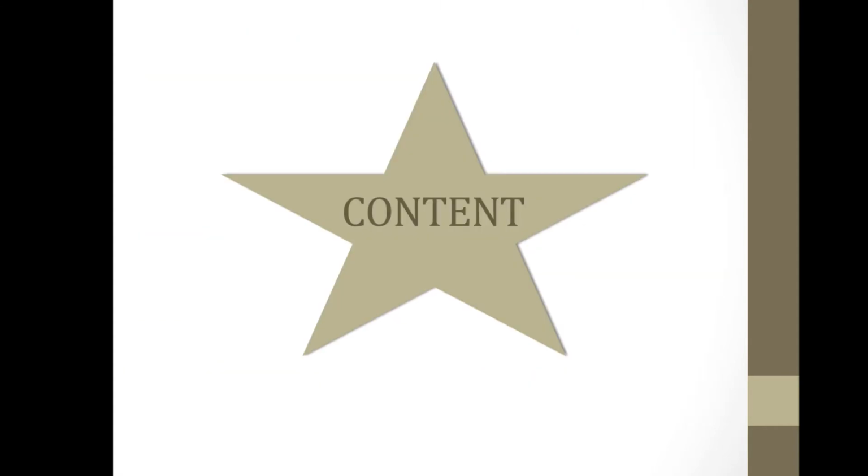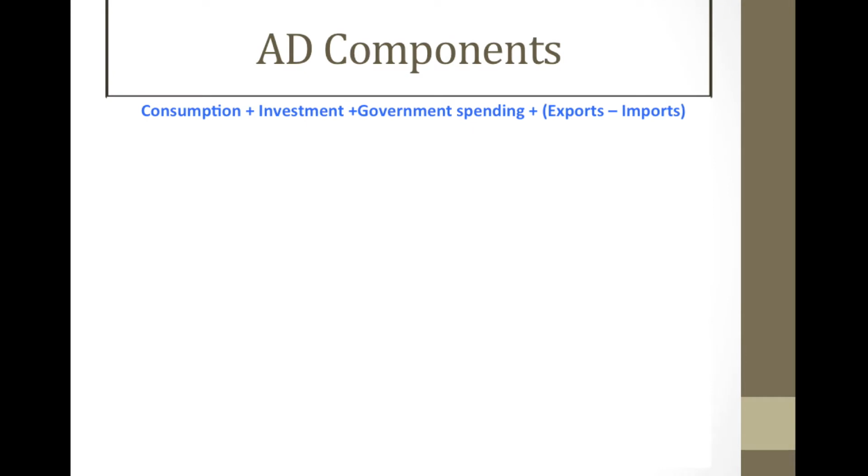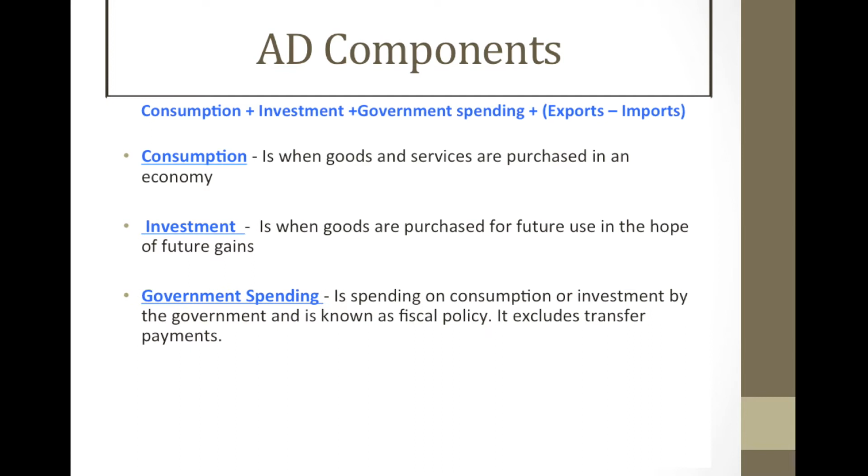So if we look at the content, I'm just going to show you a few diagrams and then look at how we can use those diagrams within the essay. So if we look at the AD components, consumption is just the purchase of goods and services within the economy. Investment is just when we purchase certain goods, tangible or intangible, to do with these future gains. So we're hoping to gain something from that investment within the future. Okay, and then government spending, this is just spending on consumption or investment by the government, and we're going to look how spending and taxation is something called fiscal policy that the government can implement in order to correct growth rates within the economy.